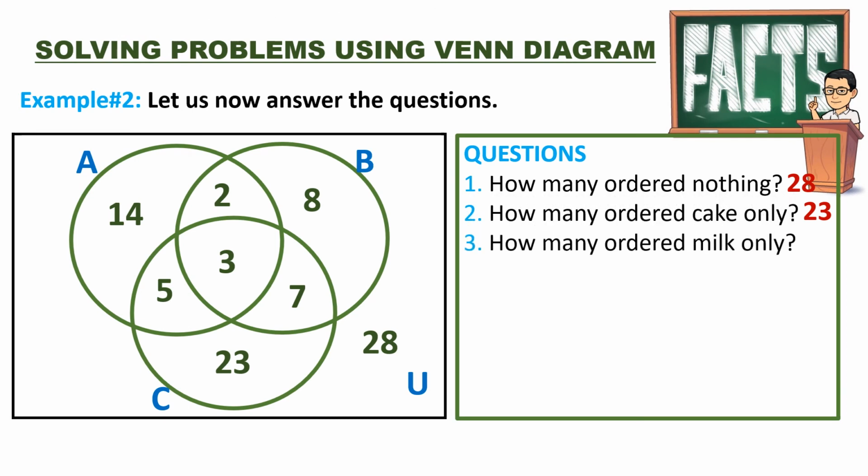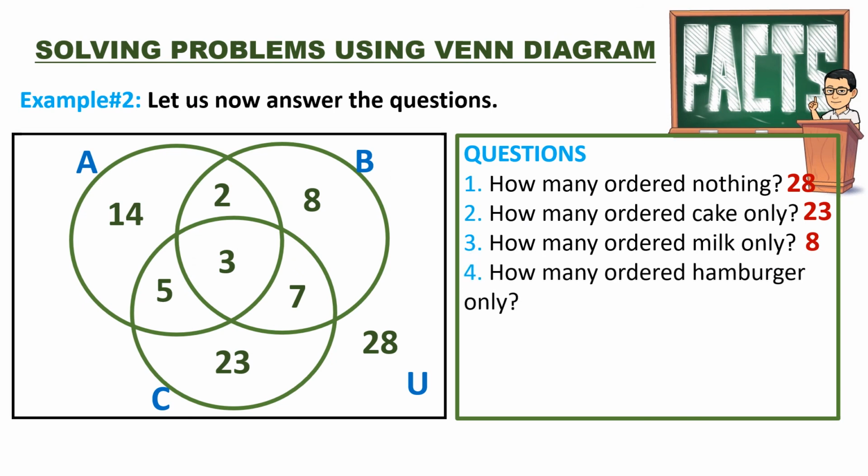For our number 3 question, how many ordered milk only? In the given figure in our Venn diagram, set B represents milk. So in the region for milk only, we have 8. So 8 students ordered milk only.